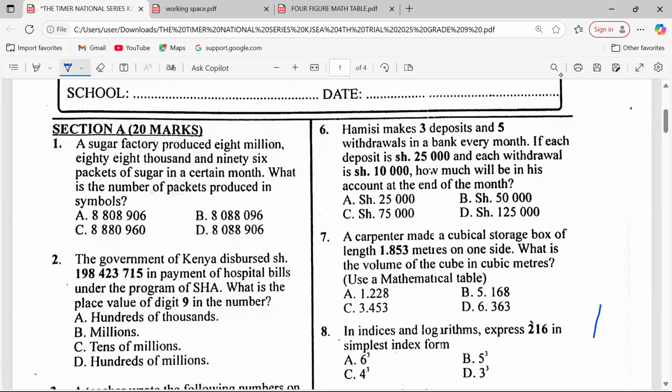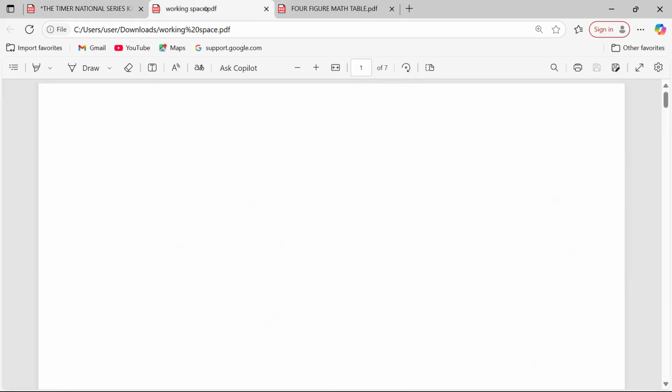The question says, a sugar factory produced 8,088,096 packets of sugar in a certain month. What is the number of packets produced in numbers? So we are converting the statement into numbers. That is 8,088,000. So we should talk about 8 million. Let me just write it here. 8 million.